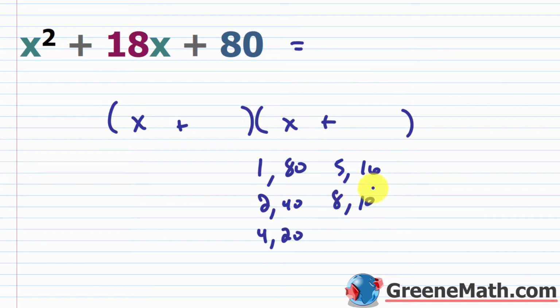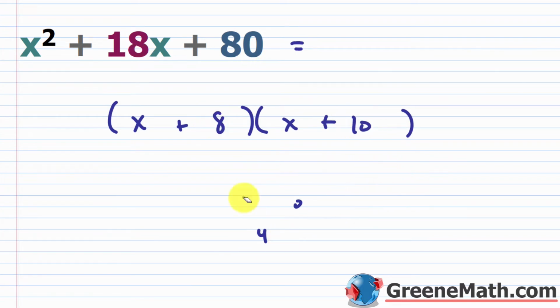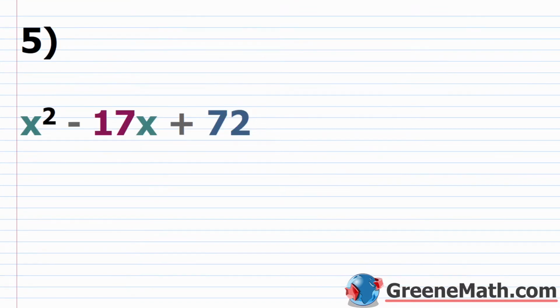You could do 8 and 10, and that works, right? So 8 plus 10 is 18. 8 times 10 is 80. So this is what I'm looking for here. I have my quantity x plus 8 times my quantity x plus 10. Okay, let's look at number 5.